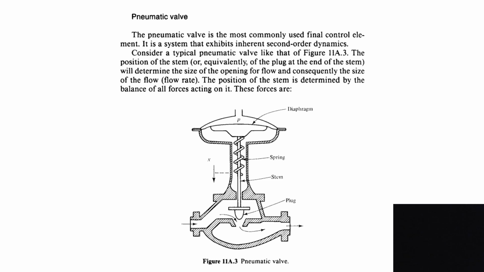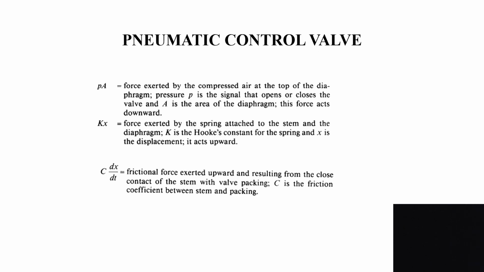Let us see the mathematical model of the pneumatic control valve. What are the forces acting on the pneumatic control valve? As I already said, it is going to be treated as a second order system. There will be a force exerted by the compressed air at the top of the diaphragm, represented as P into A, and there is a spring attached, represented as a force exerted by the spring attached to the stem, which is K into X, followed by C into dx by dt, a frictional force exerted upward, resulting from the close contact of the stem with wall packing, where C is the friction coefficient between the stem and packing.